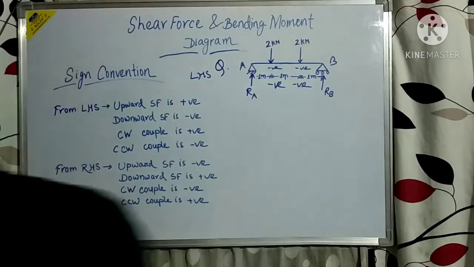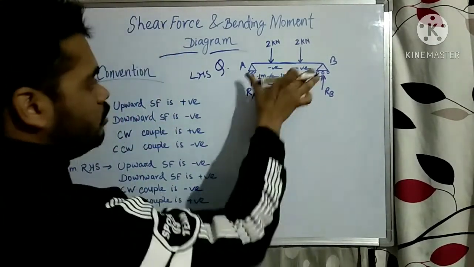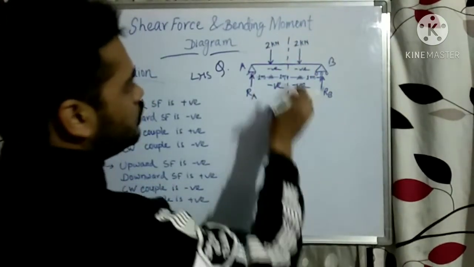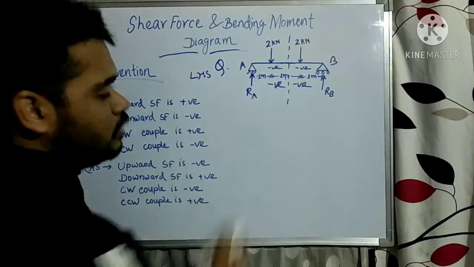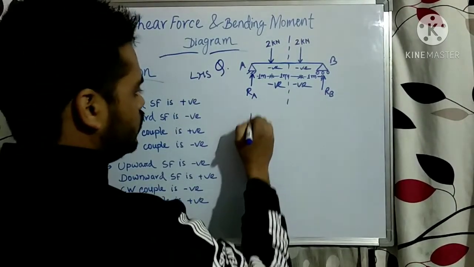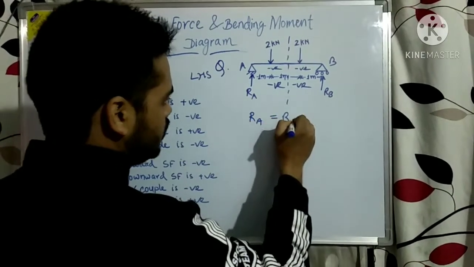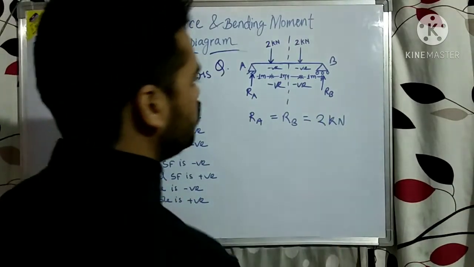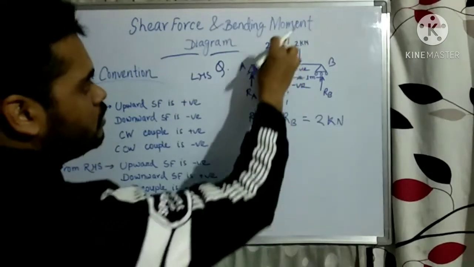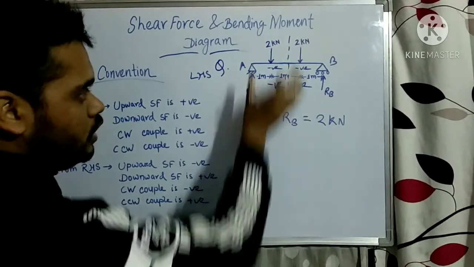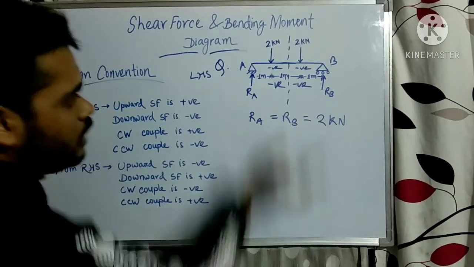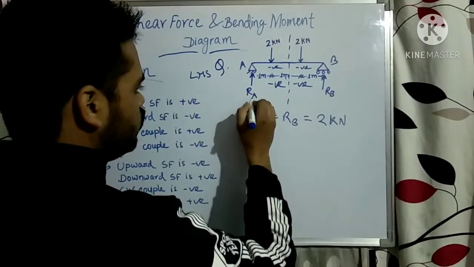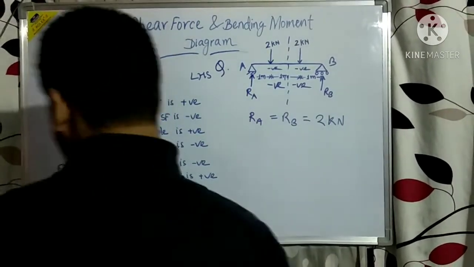Now let me find the reactions at the ends of this beam. If you draw one imaginary line, both sides look similar, right? So RA equal to RB will be how much? 2 kilonewton. Why 2 kilonewton? Because the total vertical downward force is 2 plus 2, 4 kilonewton. So for the beam to stay in equilibrium, the total vertical upward force will also be 4 kilonewton, so both RA and RB will be 2 kilonewton.